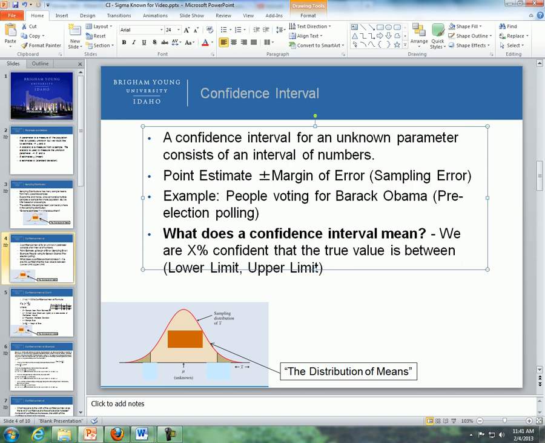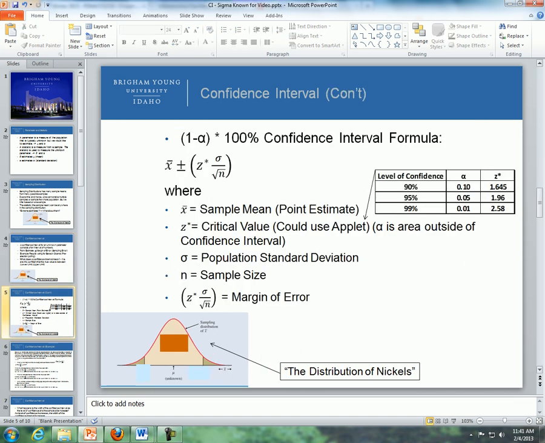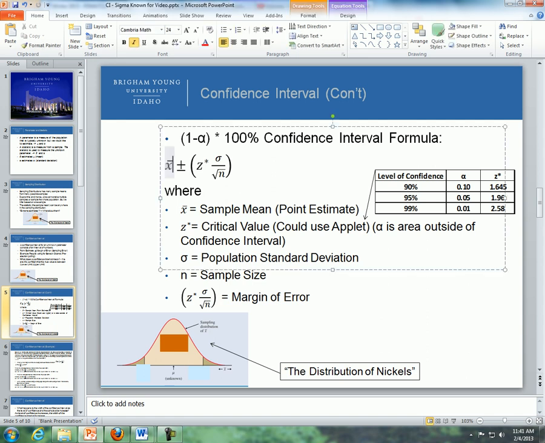So now let's get into the formula for the confidence interval. The 1 minus alpha times 100% confidence interval formula is x bar, which is our point estimate, plus or minus, and everything to the right of the plus or minus sign is what's called the margin of error, listed down here. Z star is what's called the critical value, sigma is the population standard deviation, and n is our sample size.